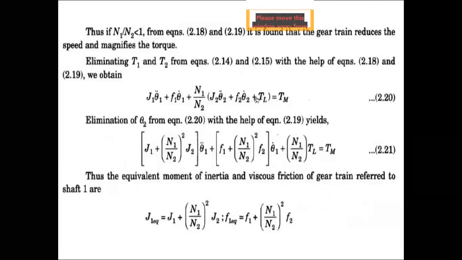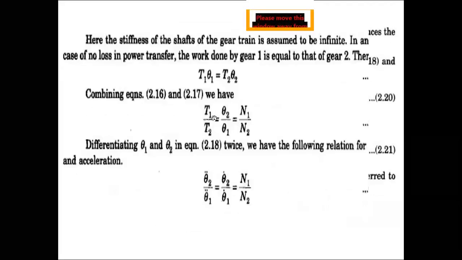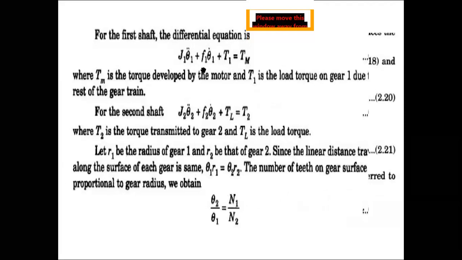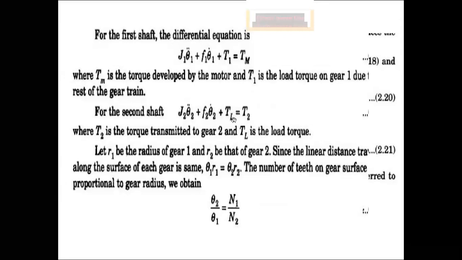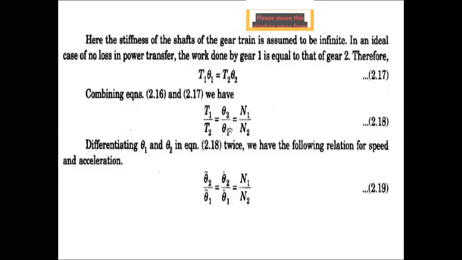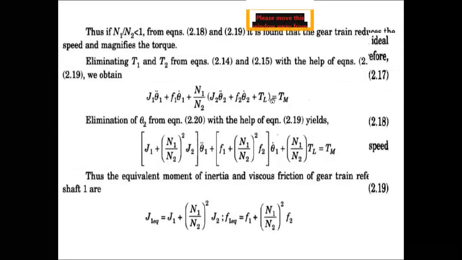Which term will we be getting here from the first one? J1 theta 1 double dot plus F1 theta 1 dot plus T1. What is T1? T1 equal to T2 into N1 by N2. What is T2? This equation. That's why you got this. See here, T2 is this equation. T2 is the transfer torque from primary shaft to secondary shaft. So once you simplify, you are going to get this equation.